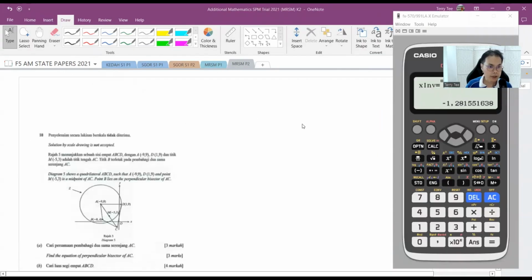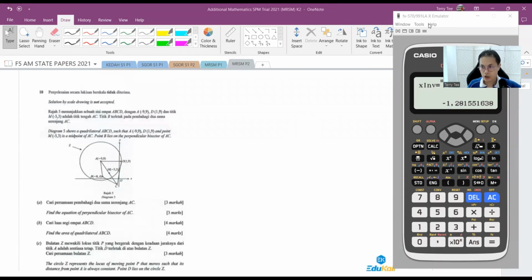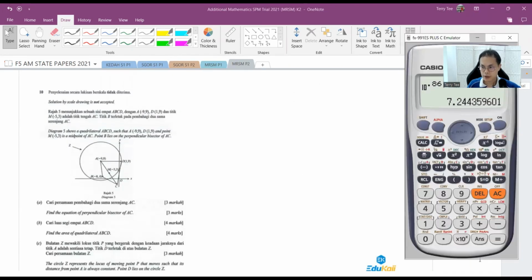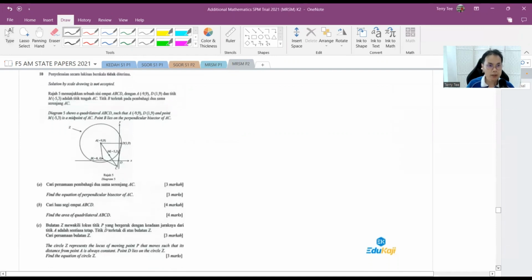Moving on to the next question. Question number 10. This is coordinate geometry, Form 4, Chapter 7. You are given a diagram here that shows a quadrilateral. M is the midpoint of AC. B lies on the perpendicular bisector of AC. So you're supposed to find the equation of the perpendicular bisector of AC.